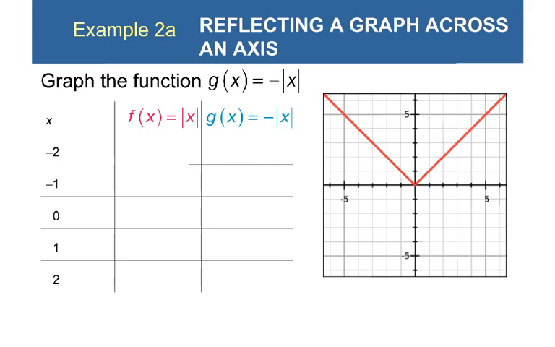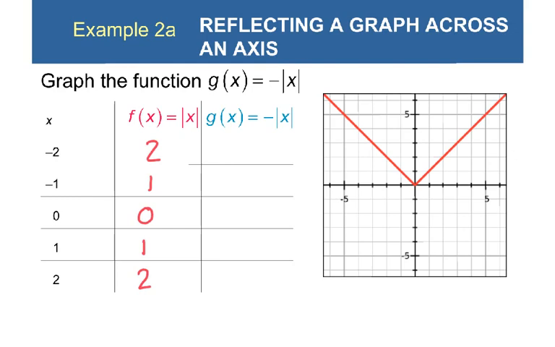Here is a function, our absolute value function. Let's compare the graphs of the basic function, the absolute value of x, to our g of x function, the negative absolute value of x. For our points here, when we plug in -2, we get 2. Remember, the absolute value of any negative number just becomes the positive value of it, and the positive values stay the same.